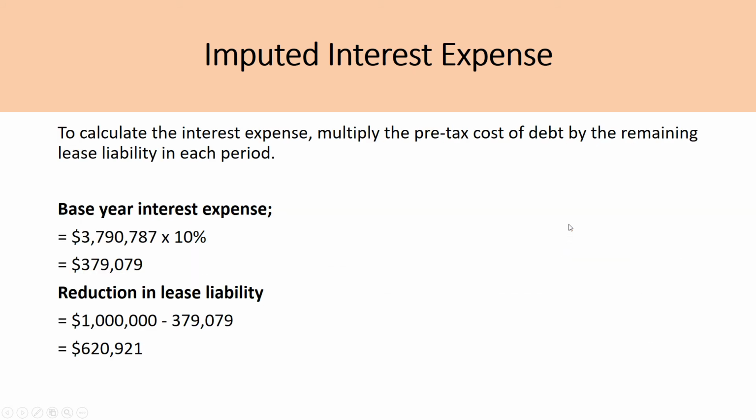And then we go on to calculate the imputed interest. To calculate the interest expense, multiply the pre-tax cost of debt, which is 10%, by the remaining lease liability in each period. So in the first year, we have the existing lease liability of $3,790,787. We multiply that by 10% to get our imputed interest expense in year 1 of $379,079. Okay? The difference between the $1 million lease payment and the imputed interest is what the lease liability falls by each year. It is the reduction in lease liability.